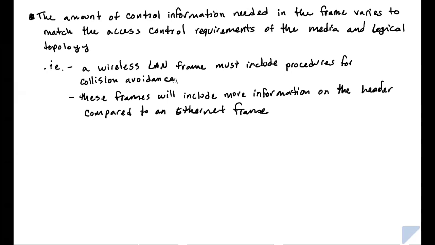For example, a wireless local network frame must include procedures for collision avoidance. These frames will include more information in the header compared to Ethernet frames. So remember that wireless uses collision avoidance and is half duplex. An Ethernet frame is not going to be using the same protocols, so they're not going to use the same information on that frame.